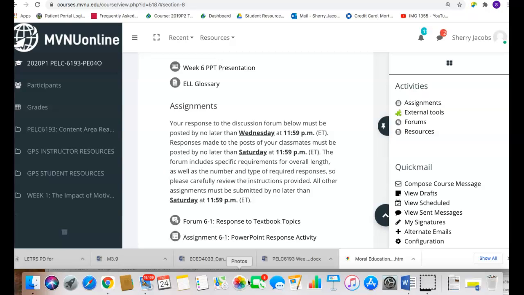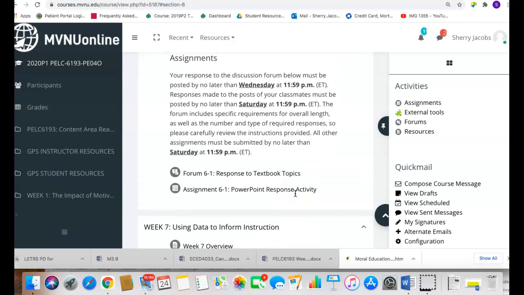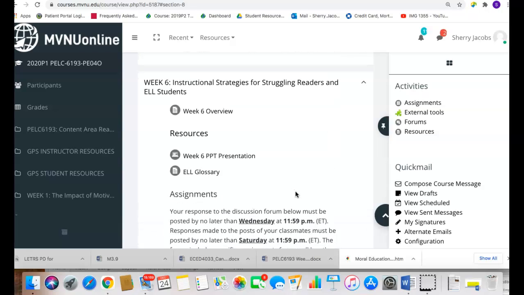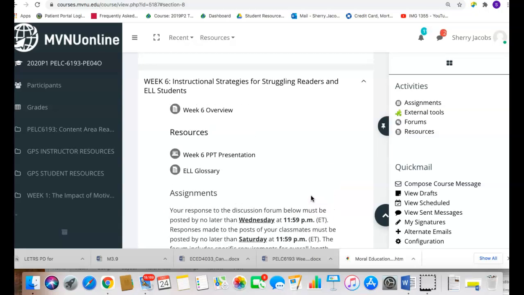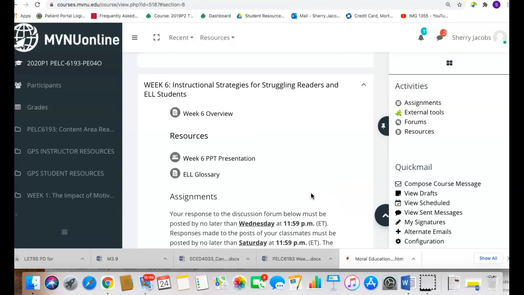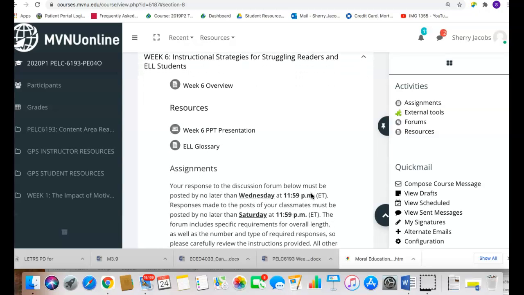Week 6 is a pretty uneventful week for us after week 5 being very busy. So week 6, we're returning to, as you know, everything the same with the overview of the things we're going to be doing with our learning outcomes and assigned readings for week 6. In week 6, we're going to be focusing on instructional strategies for struggling readers and ELL students. Oftentimes, these strategies can be interwoven between both of these particular student groups.